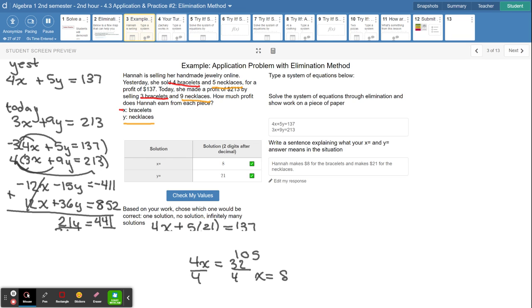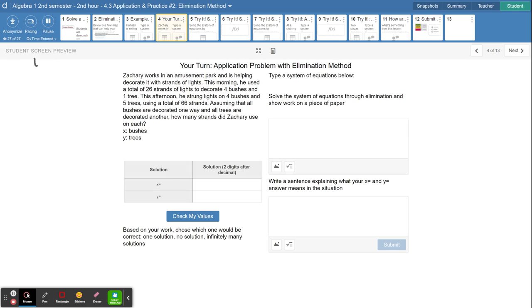All right, we are going to try slide number 4, and that's where I'm going to leave you for these notes. I want you to try on your own the rest of the slides after this one. So in this problem, Zachary works in an amusement park and is helping decorate with strands of lights. The morning, he used a total of 26 strands of lights to decorate 4 bushes and 1 tree. This afternoon, he strung lights on 4 bushes and 5 trees. So once again, there's your 2 equations. We're talking about this morning. And then we're talking about afternoon.